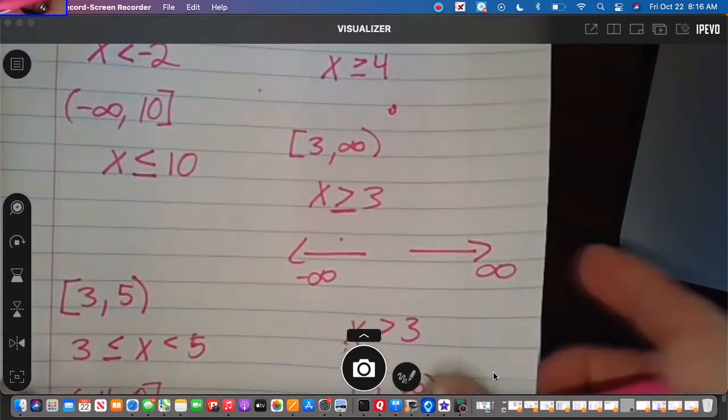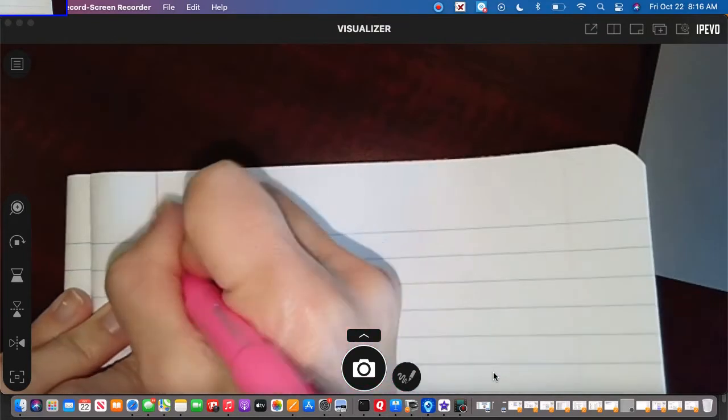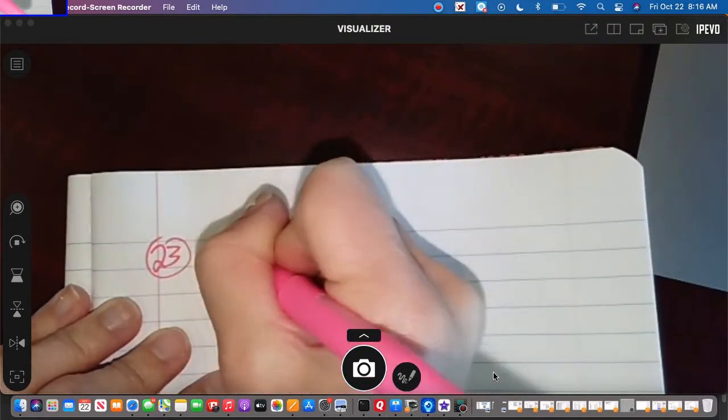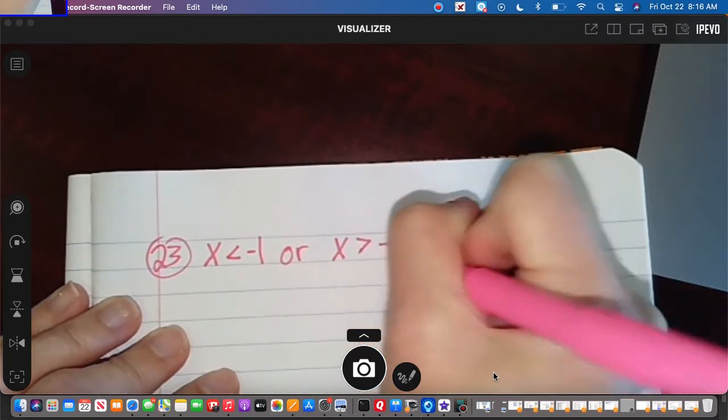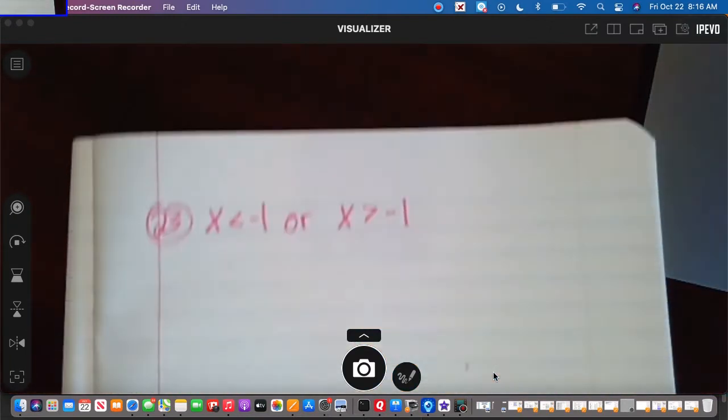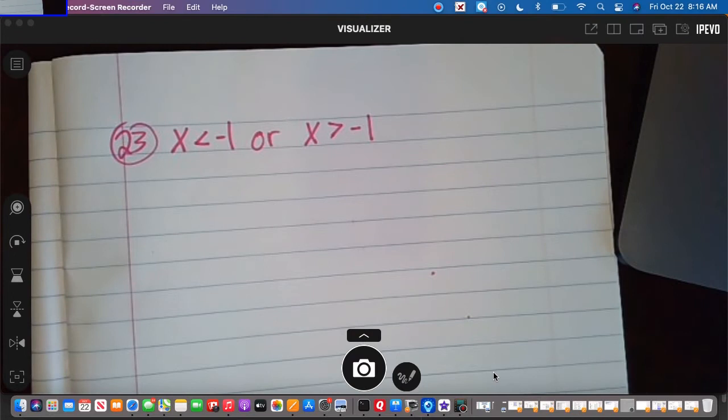The answer would say, I'm going to write this down, number 23, I'm going to say x is less than -1 or x is greater than -1. I got it right. So that's all you were doing. You're deciding, is it an and or an or? What numbers are you looking at? Okay.